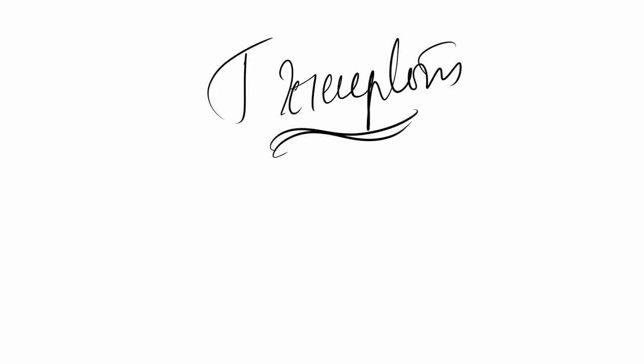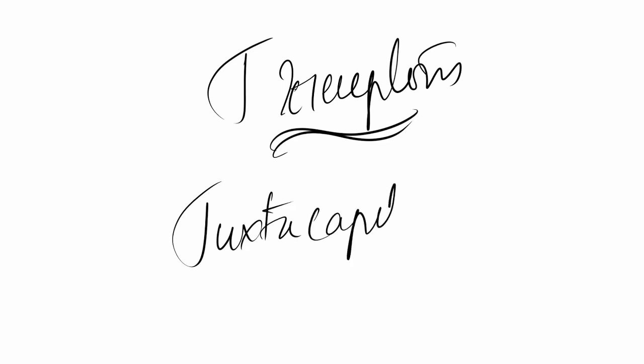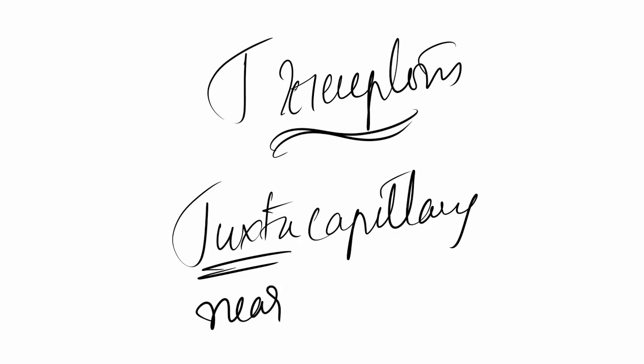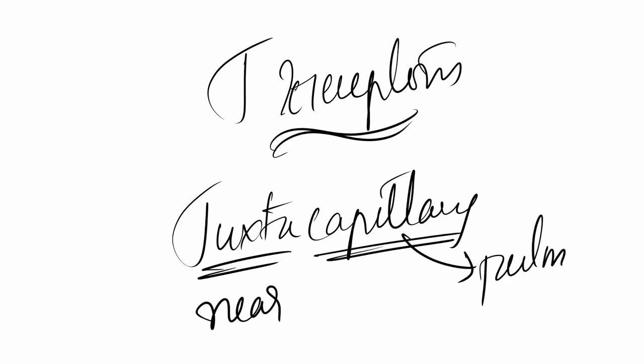J receptor stands for juxtacapillary receptors. Juxta means near, just like juxtaglomerular apparatus. So juxtacapillary apparatus, near the capillary. What capillaries? Pulmonary capillaries, the capillaries in your lungs. And where are they located? They're located in the alveoli, because that's where you get the pulmonary capillaries. When are they stimulated?